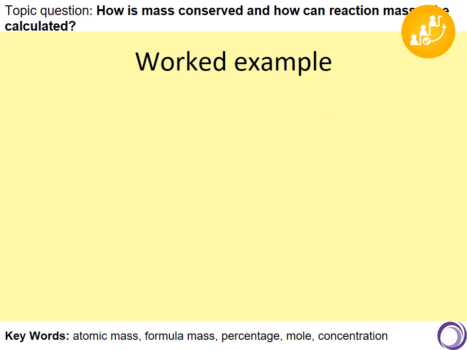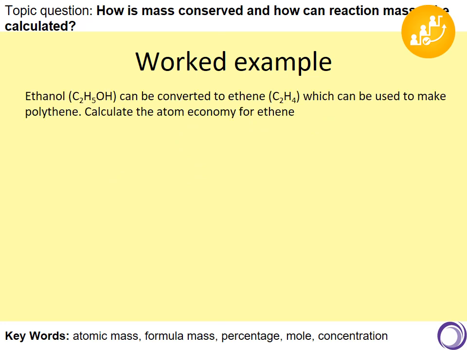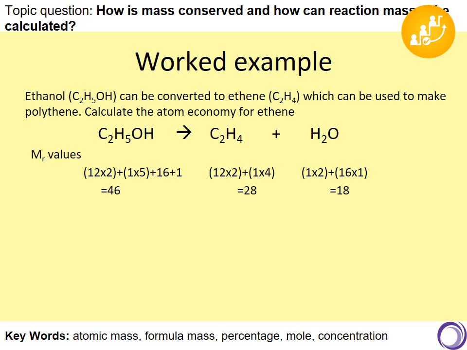Let's have a look at the process of producing ethanol. So ethanol can be converted to ethene, which can be used to make polyethylene. If we calculate the atom economy for ethene, then we have ethanol on our left hand side and we have ethene and water on the right hand side. The first thing we would do is calculate the formula mass for each of the compounds in the equation.